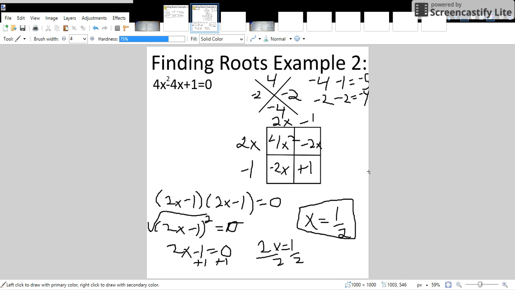And since we only have one unique root, we can say that this x equals 1/2 has a multiplicity of 2. It's one of those situations where the parabola touches the x-axis only one time and then it goes either back up or back down.